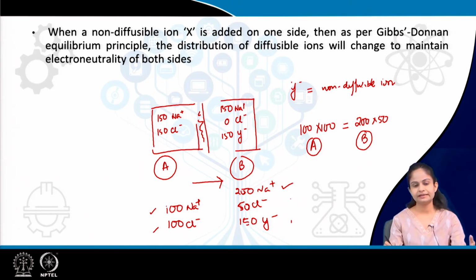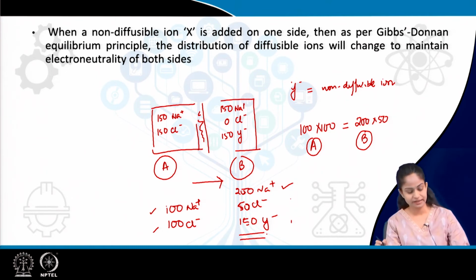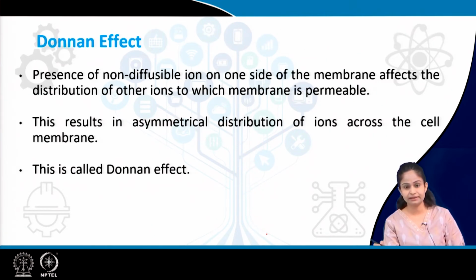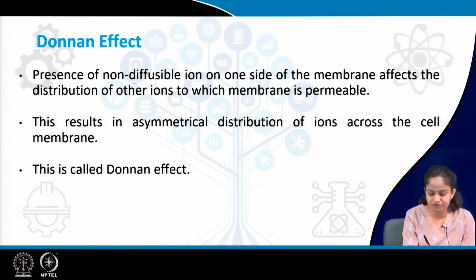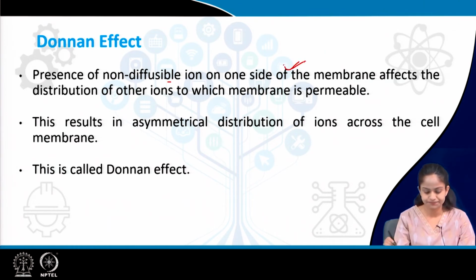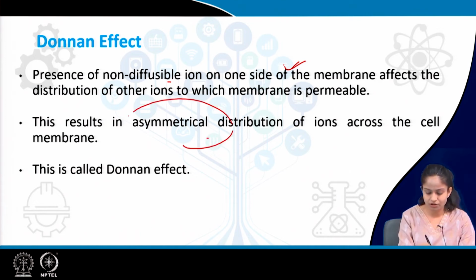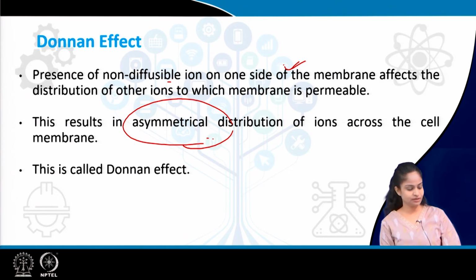So, the Donnan effect is mainly due to the presence of this non-diffusible ion, which is not permeable to the semi-permeable membrane, so there will be asymmetrical distribution of the diffusible ions across the semi-permeable membrane, which again gives rise to the resting membrane potential or maintains a final equilibrium. So, the presence of a non-diffusible ion on one side of the membrane affects the distribution of the other ions to which the membrane is permeable. That results in the asymmetrical distribution of ions across the cell membrane. So, this is called the Donnan effect.